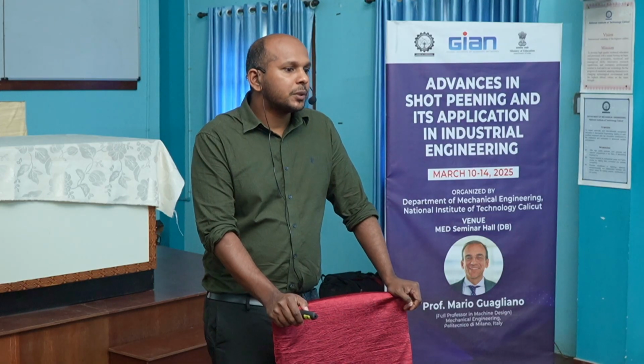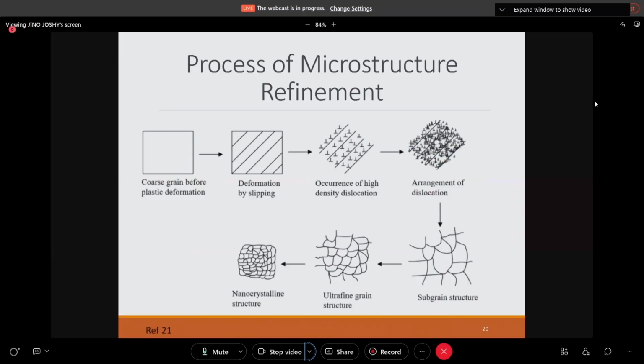Then this is the process of microstructural refinement. As we know, particles impinge on the surface. Once a particle impinges on the surface, contact pressure develops. Once this contact pressure is greater than the yield strength of the material, plastic deformation happens, and this process continues. During this plastic deformation, the material is plastically deformed in multiple directions, but the thickness won't be that much, only at the micron level.